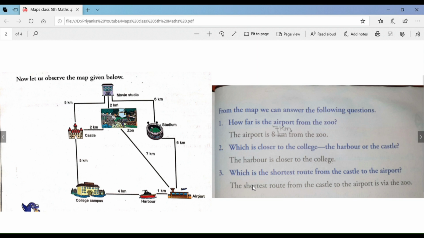ओके, सो the shortest route will be from zoo. Okay, see, the shortest route from the castle to the airport is via zoo. Via means ज़ू के रास्ते होते हुए अगर आप एयरपोर्ट की तरफ आओगे तो वो आपको शॉर्टेस्ट डिस्टेंस पड़ेगा. ओके, तो कैसल से पहले ज़ू और ज़ू से एयरपोर्ट. फाइन, सो these are the 3 questions related to this map.